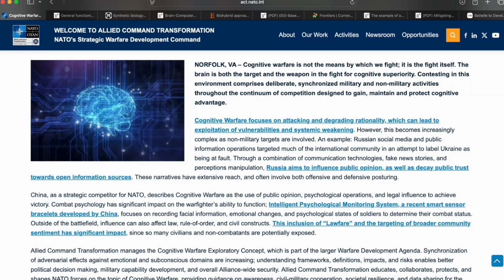Cognitive warfare is not the means by which we fight, it is the fight itself. The brain is both the target and the weapon in the fight for cognitive superiority. Contesting in this environment comprises deliberate, synchronized military and non-military activities throughout the continuum of competition designed to gain, maintain, and protect cognitive advantage. Cognitive warfare focuses on attacking and degrading rationality, which can lead to the exploitation of vulnerabilities and systematic weakening. However, this becomes increasingly complex as non-military targets are involved.